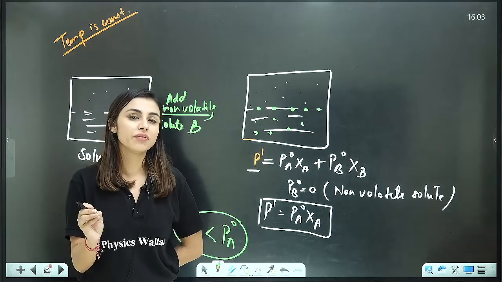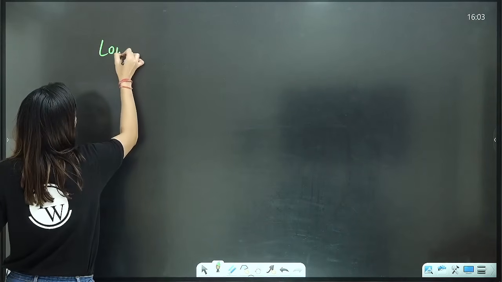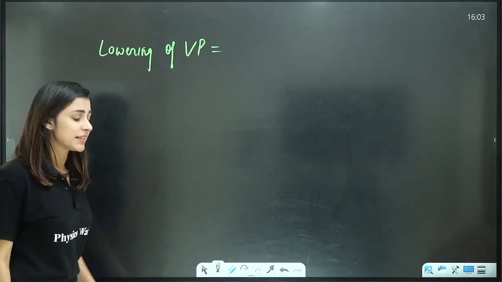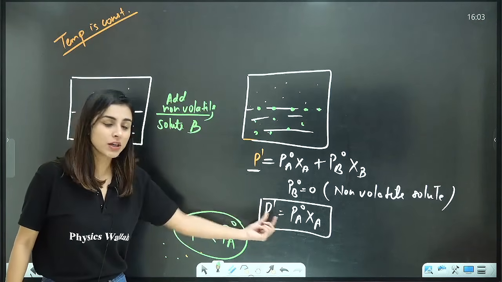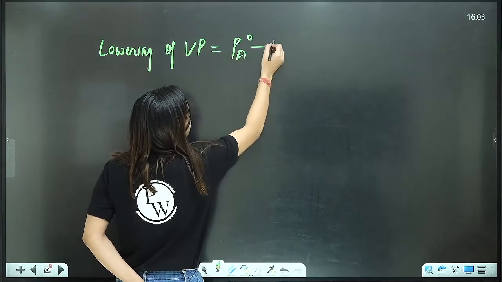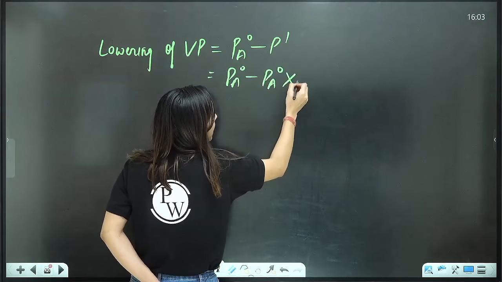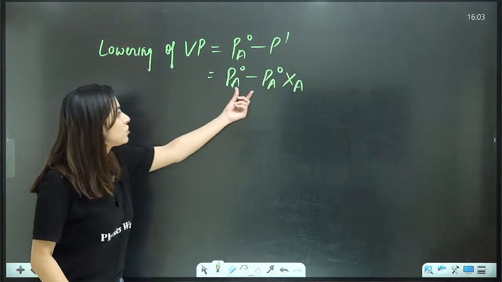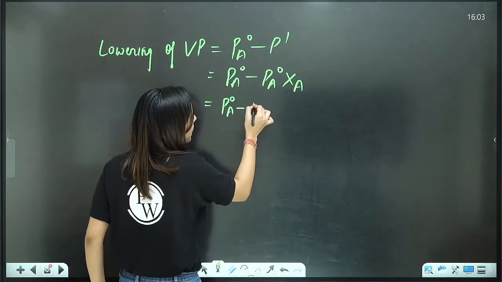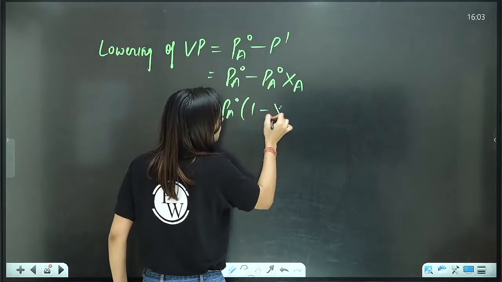So we can see that there is some lowering of vapor pressure. How much lowering is there? Initially it was PA naught and now it is P dash. So the lowering is PA naught minus P dash, which is equal to PA naught minus PA naught XA. Now just take PA naught common. This would be PA naught into 1 minus XA.